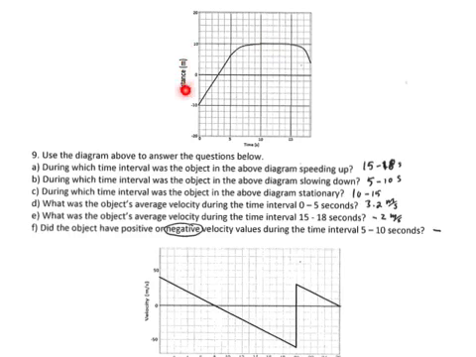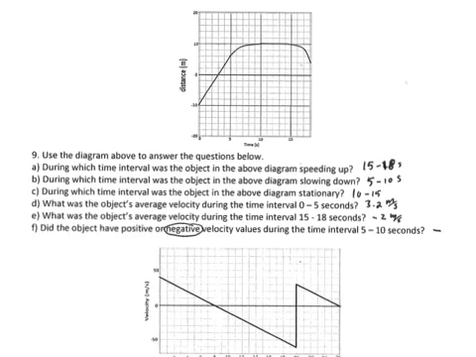Remember, on a distance-time graph, the slope of the line is how fast you're going. So I was going at a certain velocity and I slowed down to 0, stayed at 0, and then I began to speed up in the negative direction. So this is the answer here, from time 15 to 18.